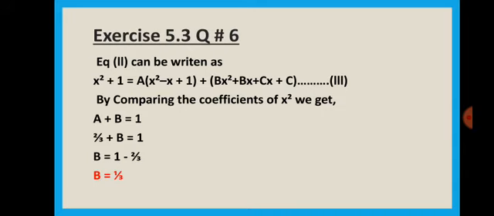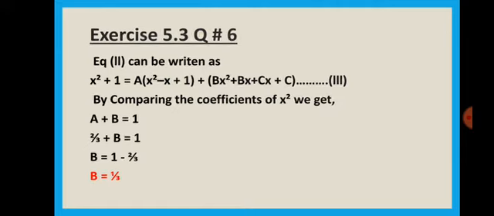So students, in our previous slide we calculated the value of a, that is 2 over 3, plus b is equal to 1. So b is equal to 1 minus 2 over 3. By solving this fraction 1 minus 2 over 3, we get b is equal to 1 over 3. So two values we have calculated, a which is equal to 2 over 3 and b which is equal to 1 over 3. So one value is just remaining, so we will compare the coefficients of x as.